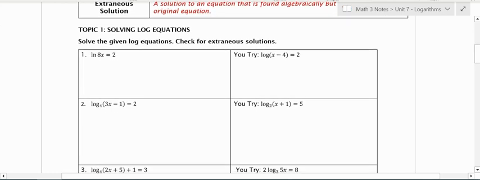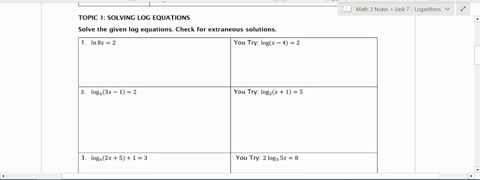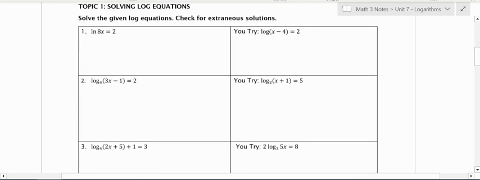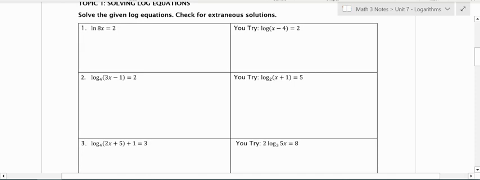And these are going to be ones that have only one log involved. So our first one we have here is saying the natural log of 8x, and I'm going to put a parenthesis around the 8x, you don't have to, is going to equal 2. So our first step is to isolate the log. You can see it's already on a side by itself. We don't have anything else going on there.